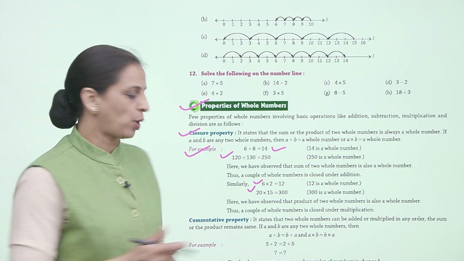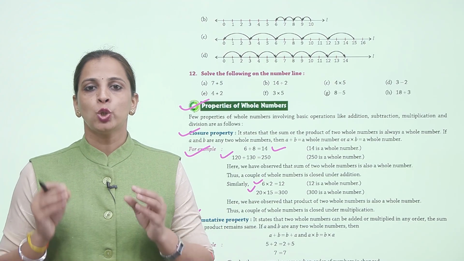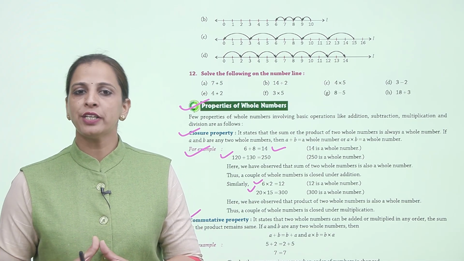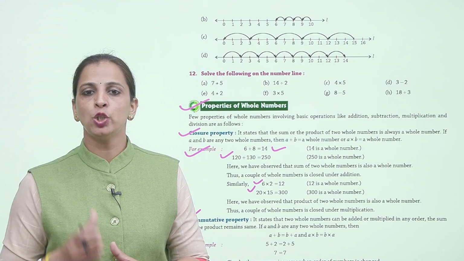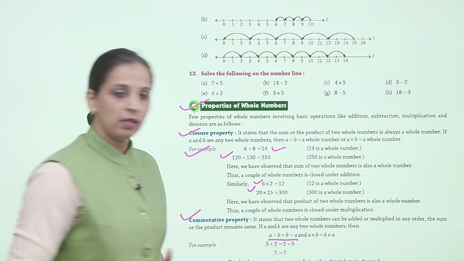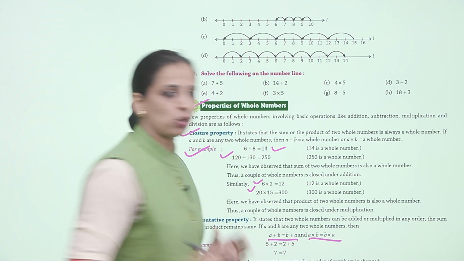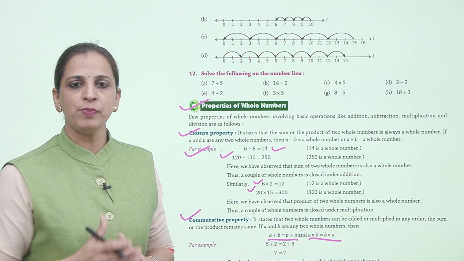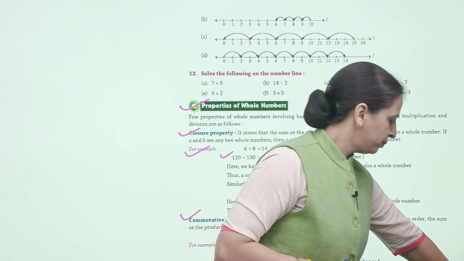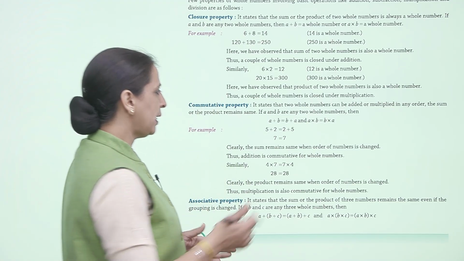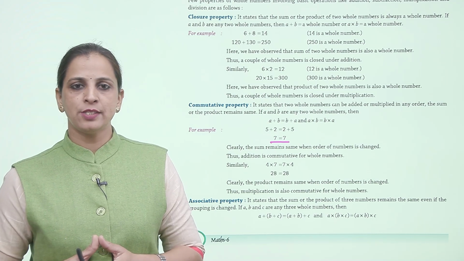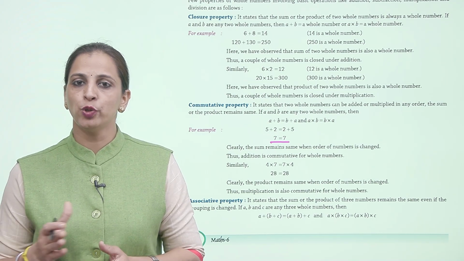Now, next is commutative property. It states that two whole numbers can be added or multiplied in any order. The sum or the product remains same. If A and B are any two whole numbers, then A plus B is equals to B plus A, and A multiplied by B is equals to B multiplied by A. That is 5 plus 2 or 2 plus 5. In both the situations, answer is 7. Clearly, the sum remains same when order of numbers is changed. Thus, addition is commutative for whole numbers.